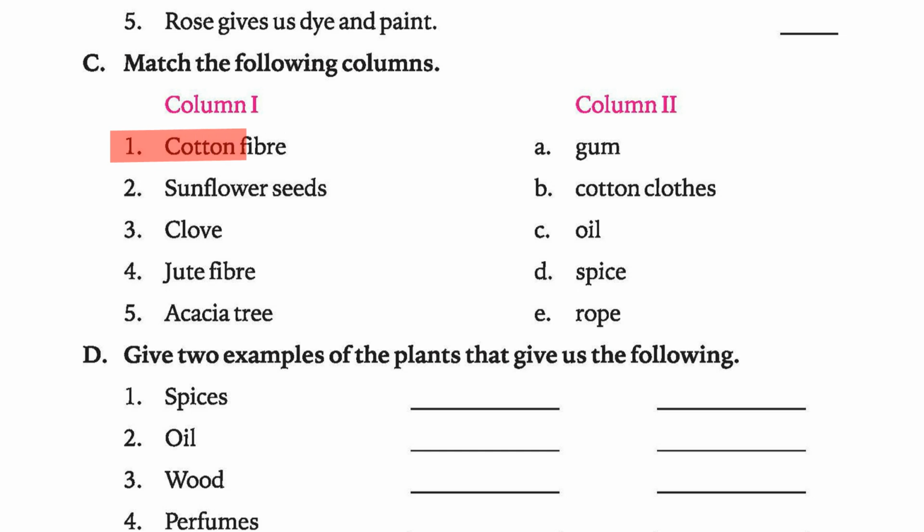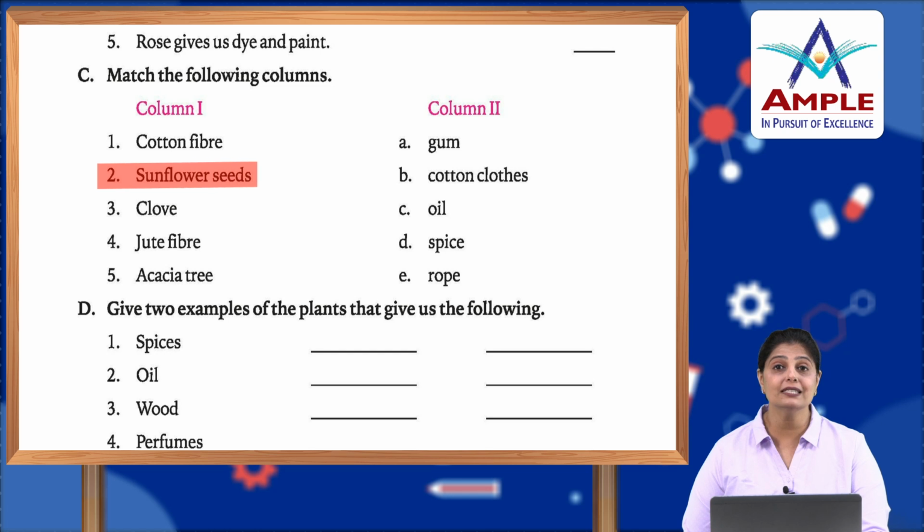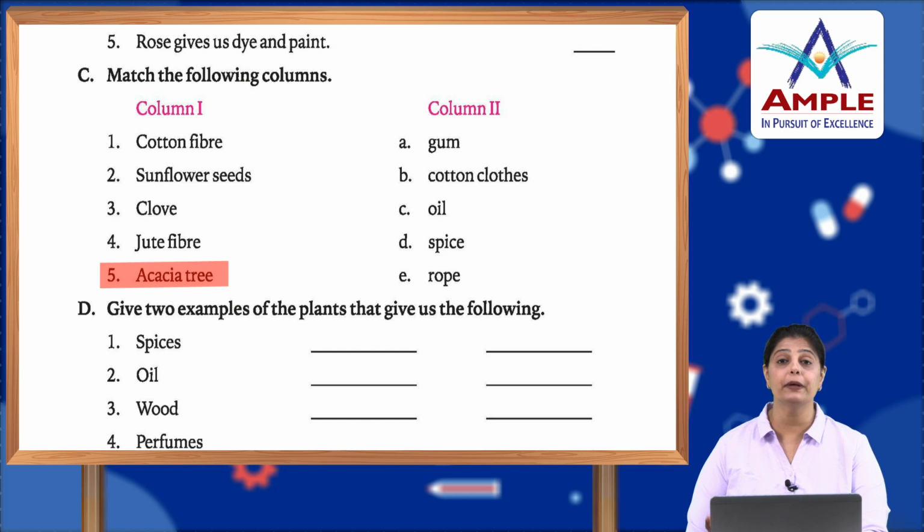First one, cotton fiber. What is it used for? It is used for making cotton clothes. Second, sunflower seeds. What are they used for? They are used for making oil. Third is clove. What is clove? Clove is a spice. Fourth, jute fiber. Jute fiber is used for making rope. Fifth, acacia tree. It is used for making gum. That's the glue that we use.